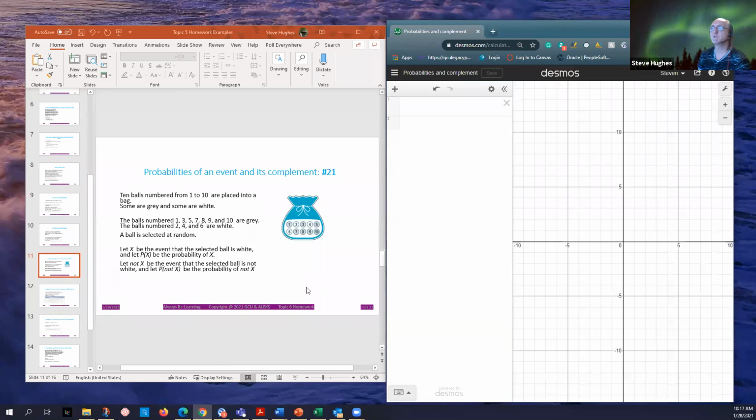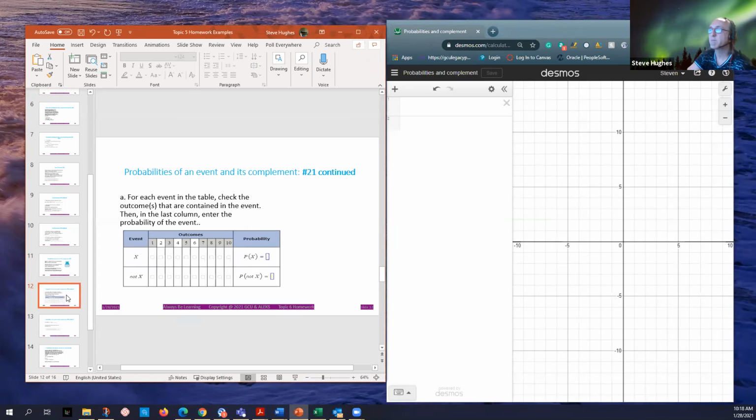10 balls numbered from 1 to 10 are placed in a bag. Some are gray, some are white. The balls numbered 1, 3, 5, 7, 8, 9, and 10 are all gray. The balls numbered 2, 4, 6 are white. A ball is selected at random. Let X be the event that the selected ball is white. Let P of X be the probability of X. Let not X be the event that the ball selected is not white, and let P of not X be the probability of not X. All right, let's go to the next one.